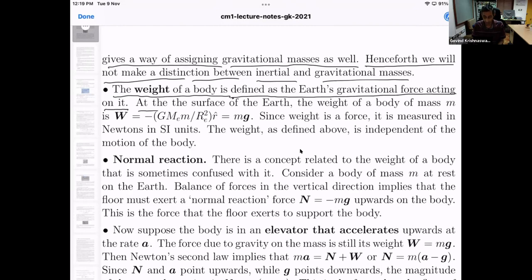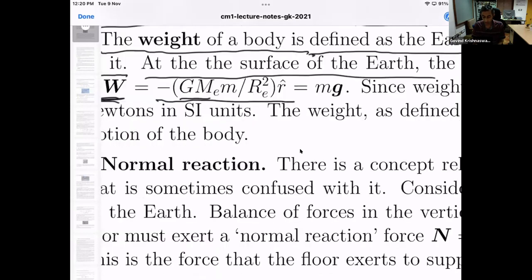So at the surface of the Earth, the weight of a body of mass m, and here mass, it's the gravitational mass or inertial mass, they're both the same, but originally what appeared there was the gravitational mass. The weight of the body of mass m is denoted capital W, boldface. It's a vector. It points radially inward and has a magnitude equal to G times mass of the Earth times mass of body divided by square of radius of the Earth.